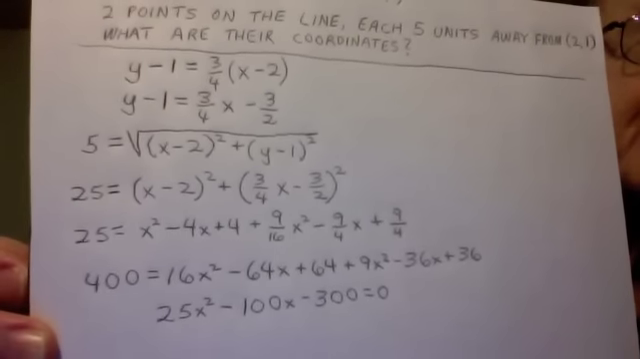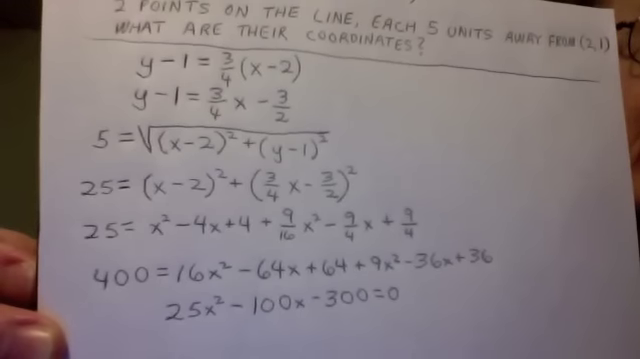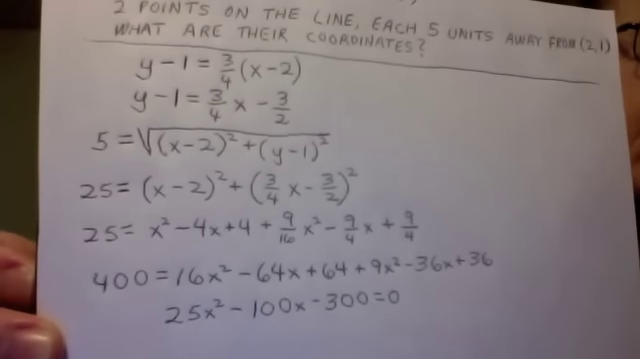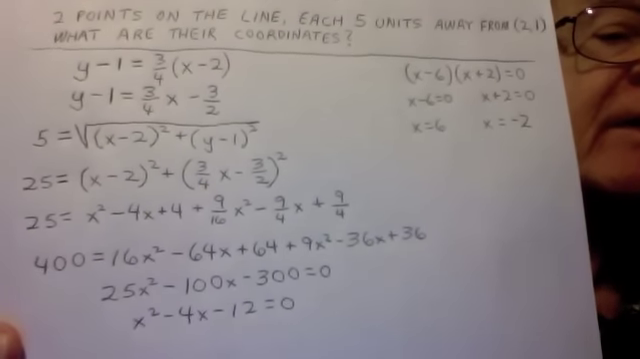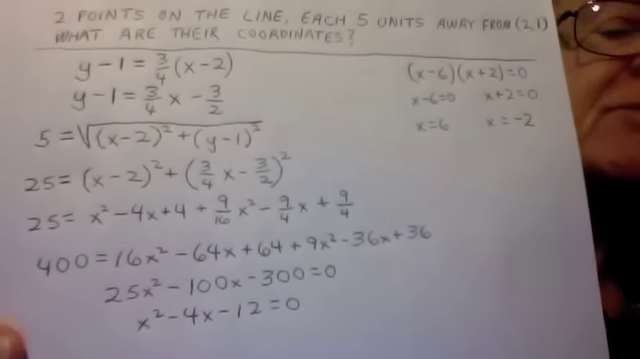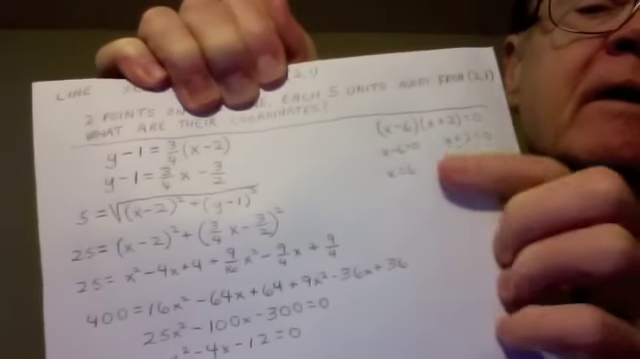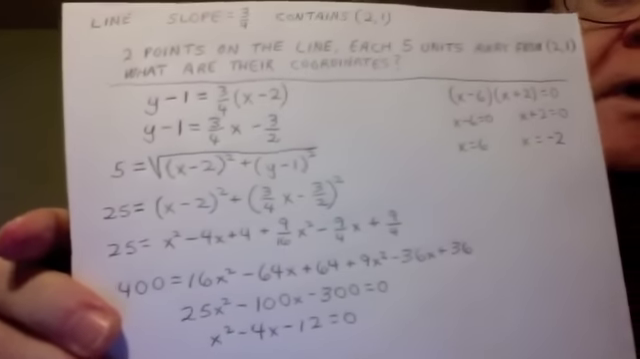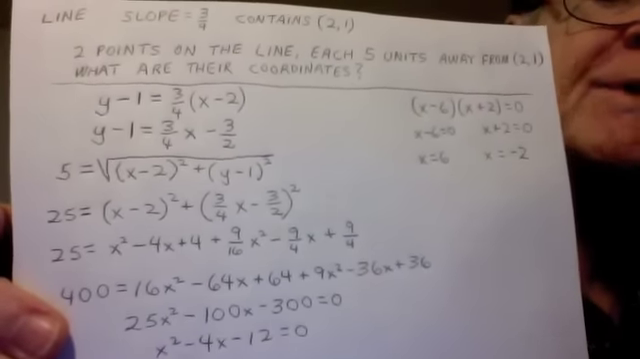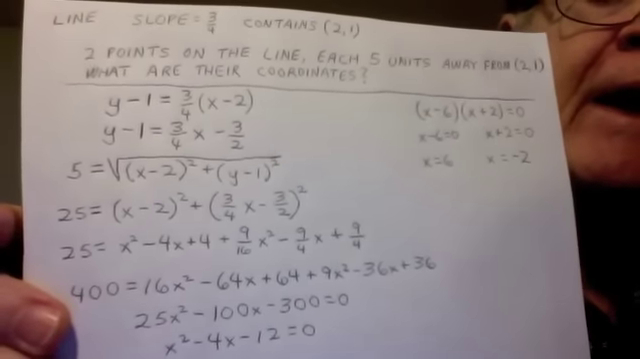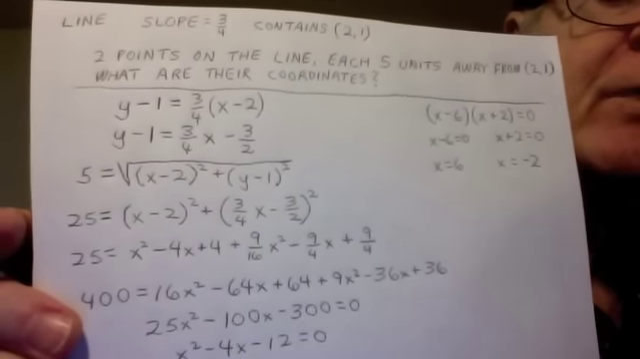I combine like terms and get everything on one side, and I have 25x squared minus 100x minus 300 equals 0. I divide that equation by 25, and I get x squared minus 4x minus 12 equals 0. I factor the left side into (x minus 6) times (x plus 2) equals 0. I set each factor equal to 0, and I get two values of x. x equals 6, x equals -2.